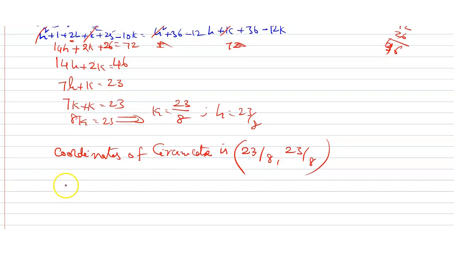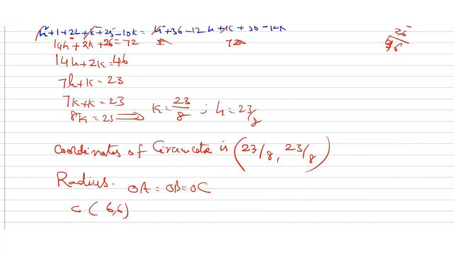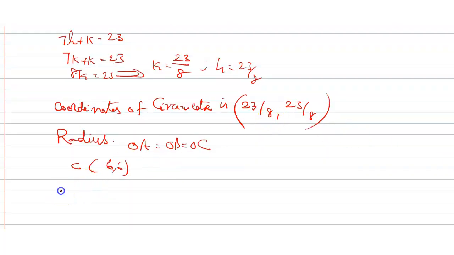What is the radius? That is also being asked. Now, what is the radius? That also being asked. Radius means it can be OA, it can be OB, it can be OC. Right. Now, the C vertex coordinates are 6, 6. Let us see. OC, let us find out.